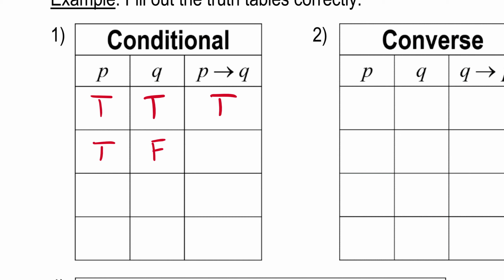And then we do if then, or if P then Q. If P is true, then Q is false. That statement is false. Now I like to switch them. So instead of true, false, I do false, true. Now, if P is false, then Q is true. The statement is actually true. And then the last one, of course, my only other option, both false. If P is false, then Q is false, then the whole thing is true. It is a true statement.